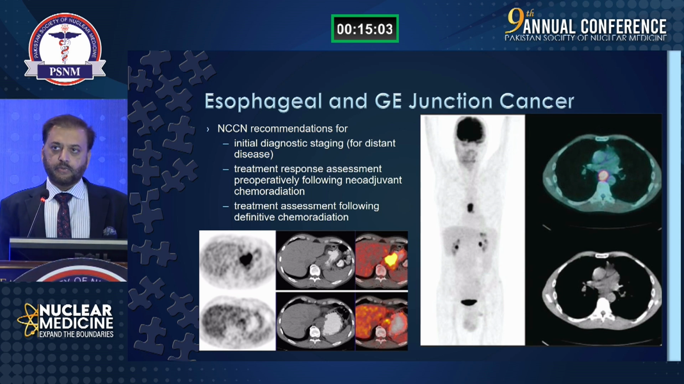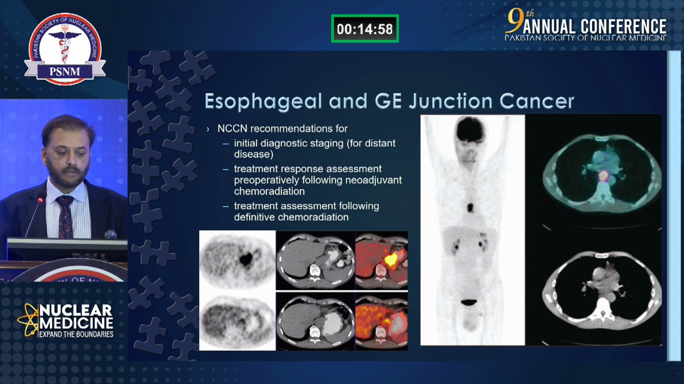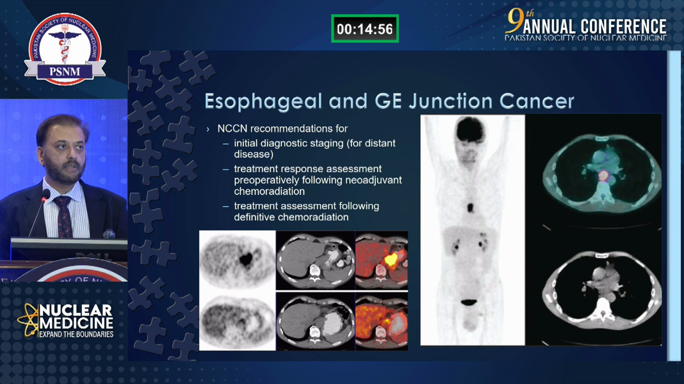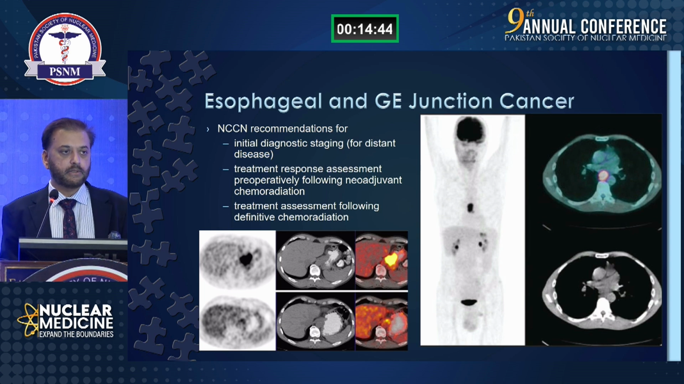So there we can see two cases, intense uptake in the primary tumor, and another case here which is showing two time points in the imaging of the same case. One is with the high uptake of FDG within the primary tumor, followed by chemotherapy, and we can see minimal uptake is left in the GE junction tumor.